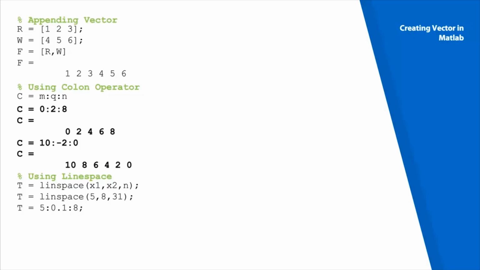This is a positive increment of 2. Similarly, we can have a negative increment, like in the case 10:-2:0, where we get 10, 8, 6, 4, 2 and 0 as elements in the resulting vector C.